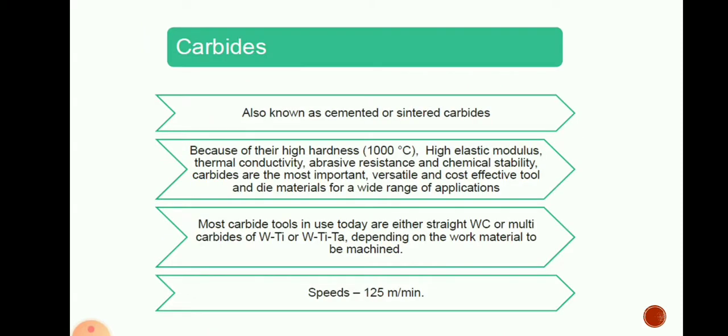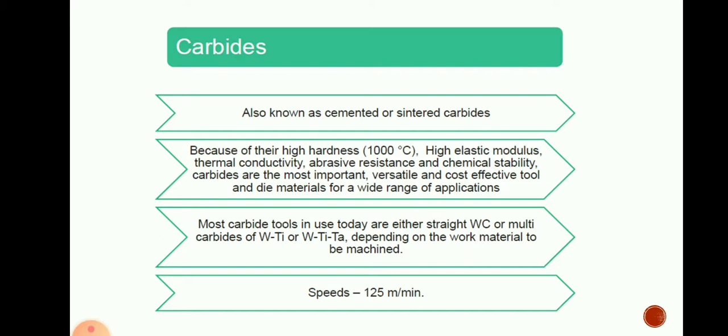Next, the carbide cutting tools are also known as cemented or sintered carbide because these are manufactured by powder metallurgy process. That's why they are called sintered carbides also. Because of their high hardness, high elastic modulus, thermal conductivity, abrasive resistance, and chemical stability, carbides are most important, versatile, and cost-effective tool. All the properties are very good and moderate, and their cost is also less. Their life is also good. That's why we are preferring the carbide cutting tools.